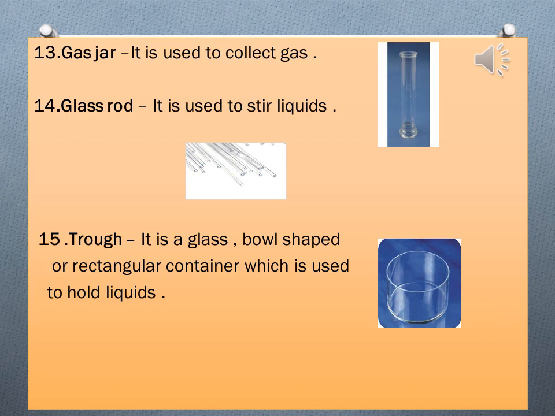Then after that next is glass rod. Glass rod is used to stir liquid. Means if you want to mix two liquids quickly, then you can make use of glass rod. Next one is trough. A trough is a container which is made up of glass and it is of two shapes, either the bowl shape or a rectangular shape. Now this trough or this container is used to hold the liquids.